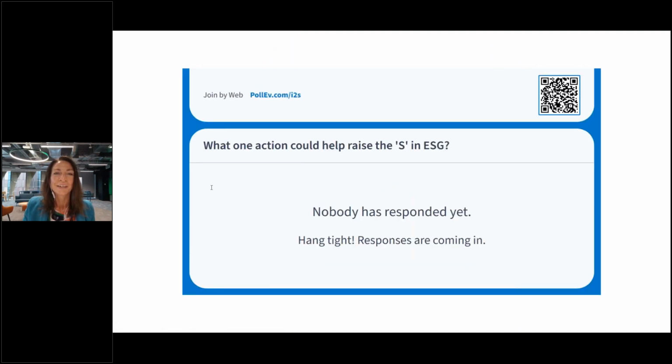While we're doing that, if you want to give us some ideas about how we can do the work, our second poll today is focused on what one action could help raise the S in ESG. So feel free to answer that. It may go by a little bit quickly, but you're also welcome to put answers to that in the Q&A or in the chat.